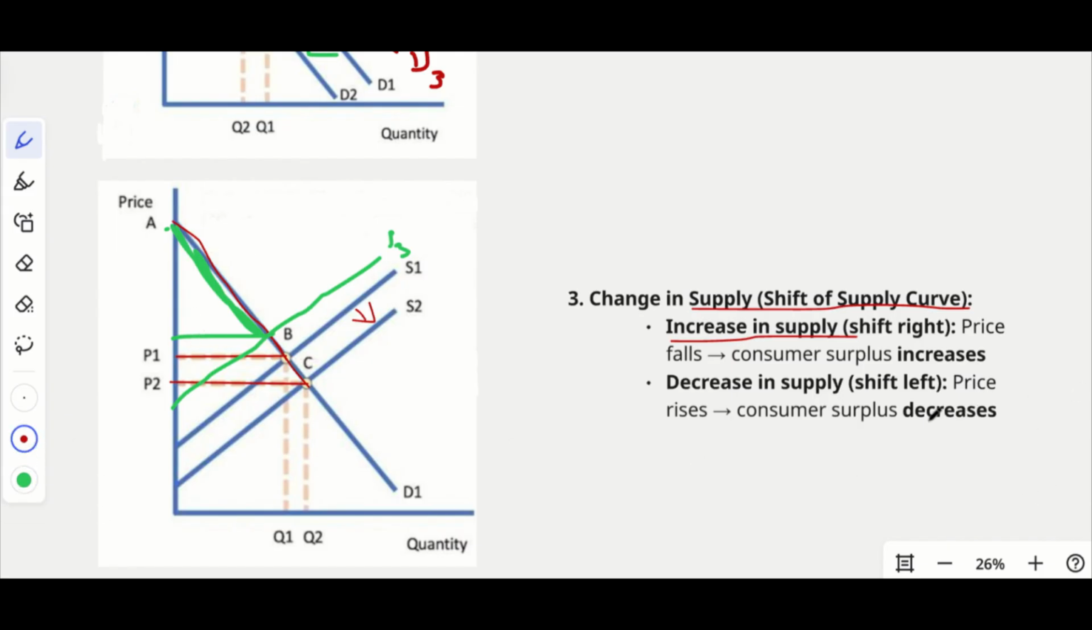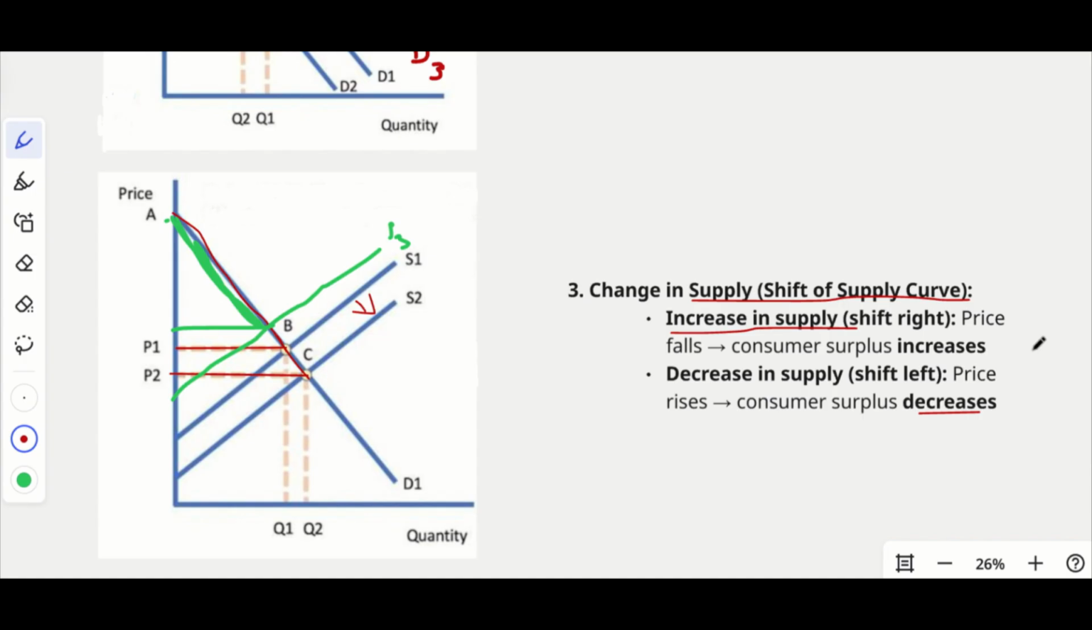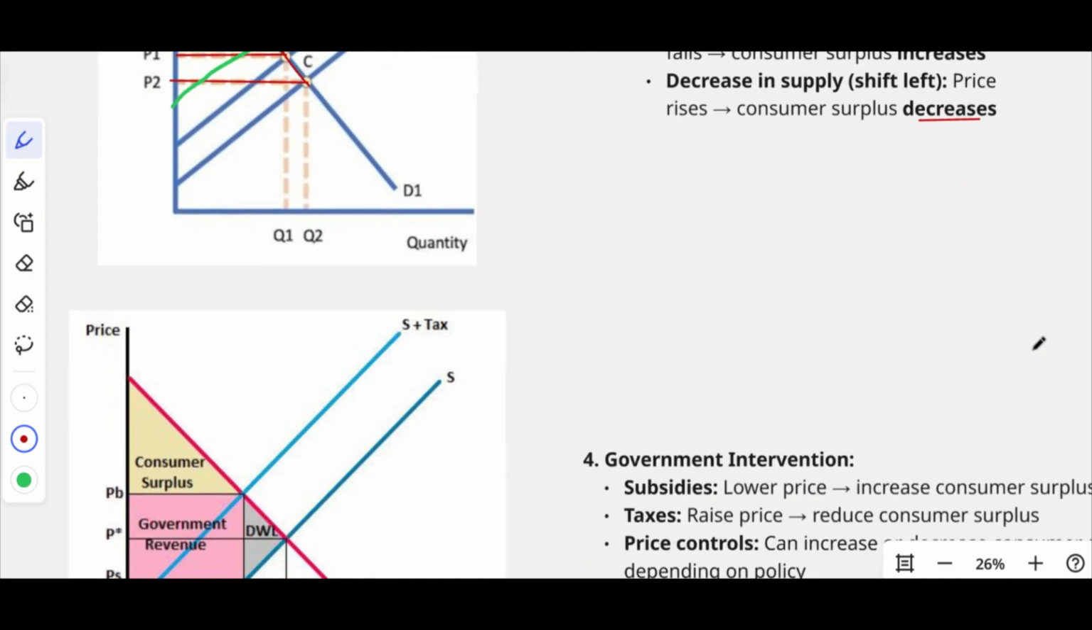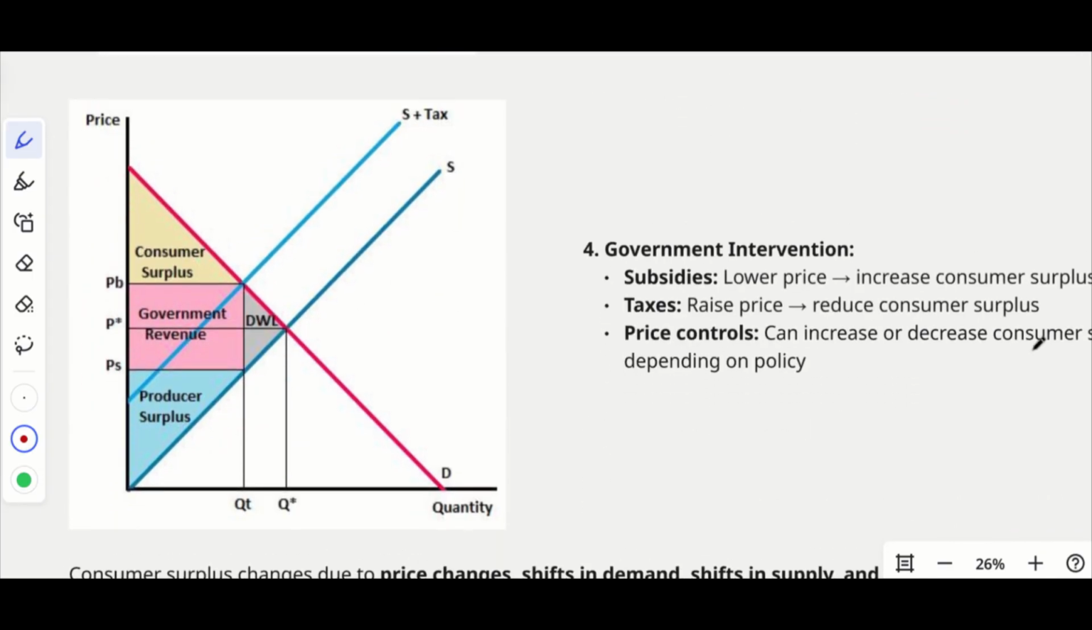So when the demand increases, consumer surplus increases. When the supply increases, consumer surplus increases. When the price decreases, consumer surplus also increases. So these are the first three reasons. Let's see the last one, that is government intervention. How does government intervention change consumer surplus? Let's see that. The subsidy.